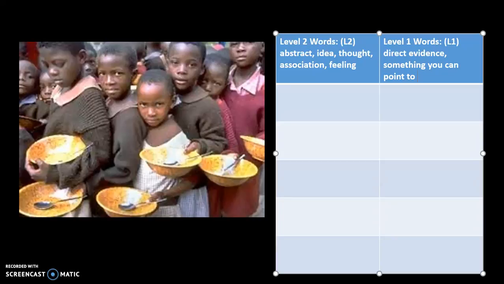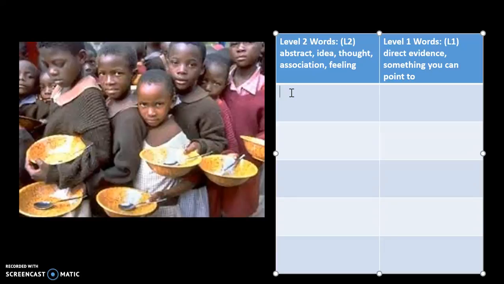With that in mind, let's try to list a couple of L2 words and their evidence based on this picture. Based on this picture, I see these children here. They have empty bowls being held out. They look like they're ready to be served. They look like they don't have anything, right? These are empty bowls. So it makes me think that maybe these children have experienced some level of poverty in which they maybe do not have enough food or are looking for food, looking for some assistance.